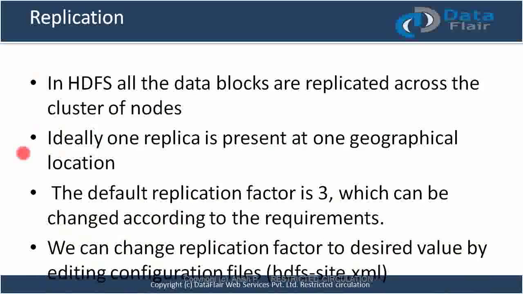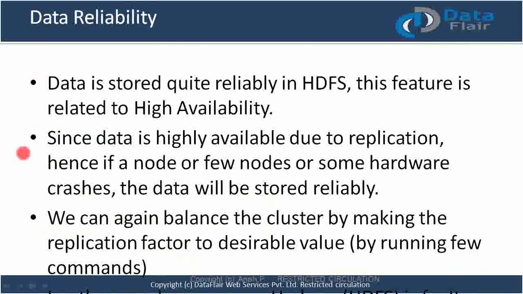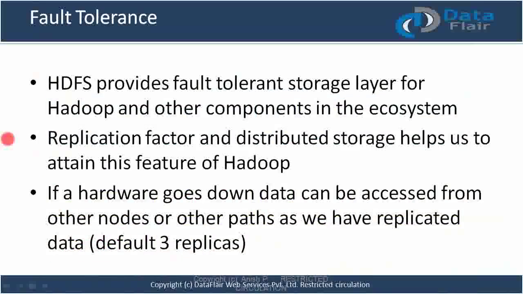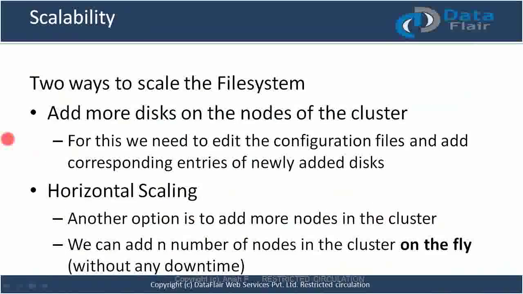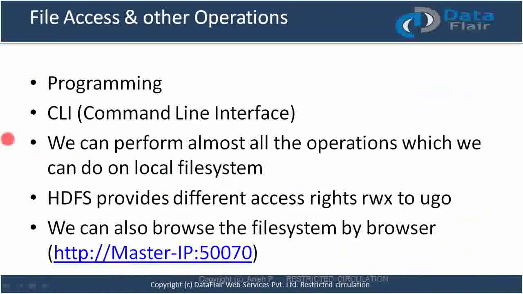Then we are going to see replication, and there are again a number of things behind replication: what ideally should be the replication, and where the replicas should be placed. Then regarding high availability and data reliability, we will see what happens if a node fails and how exactly the data will be accessible. Then we'll see fault tolerance and scalability. Although we have already discussed scalability a little bit, we'll discuss it again, and high throughput access to application data, a very important concept.